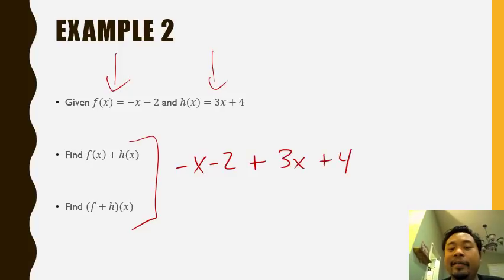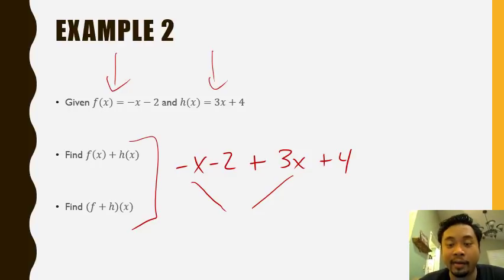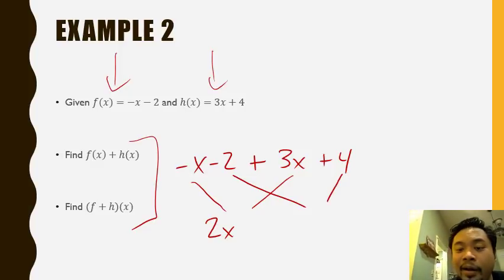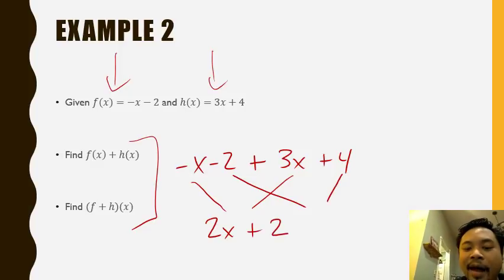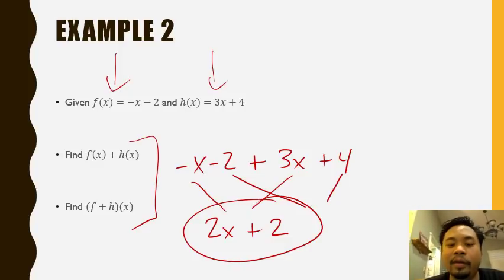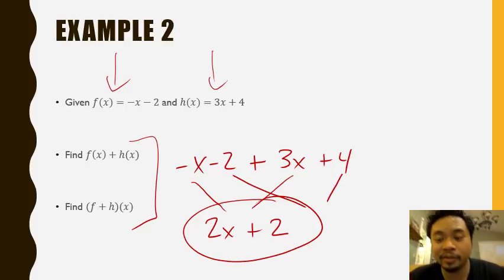Now that I've put these together using some addition, all I'm going to do is combine some like terms. So I see the -x and the 3x combine to a positive 2x. -2 and a positive 4 also combine here to a positive 2. So that means my super function here, after I've added them together, is 2x plus 2. So again, nothing more, nothing less than just combining like terms here.